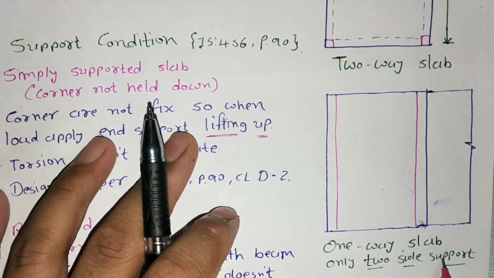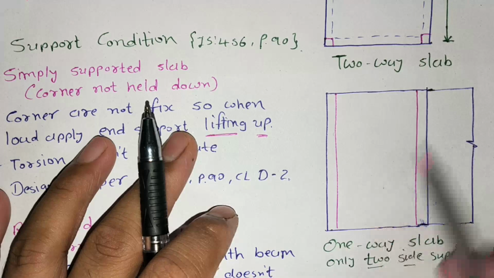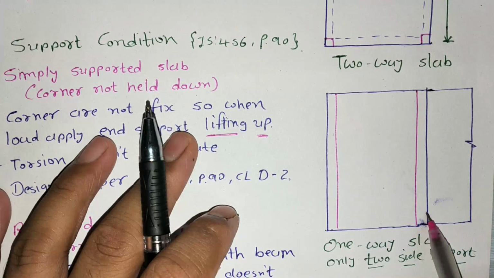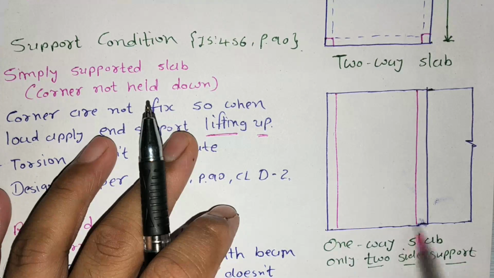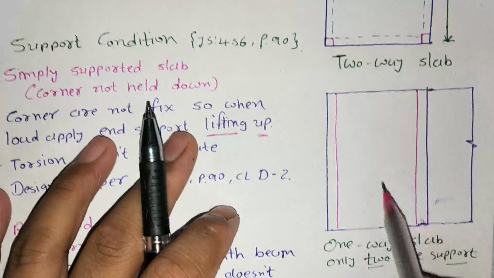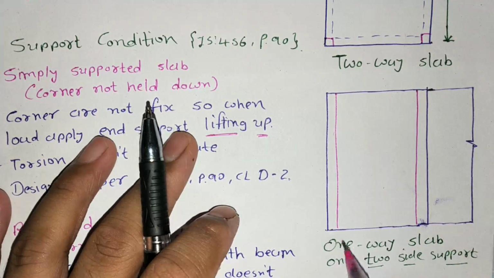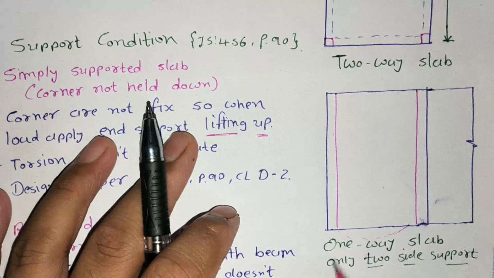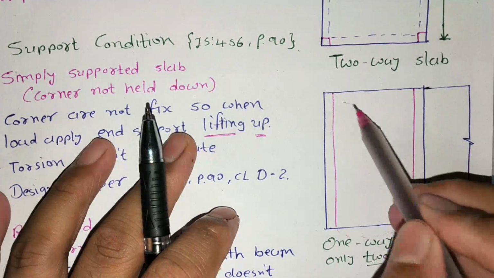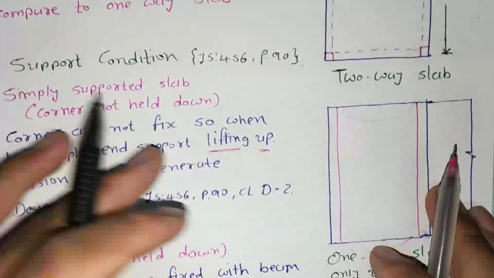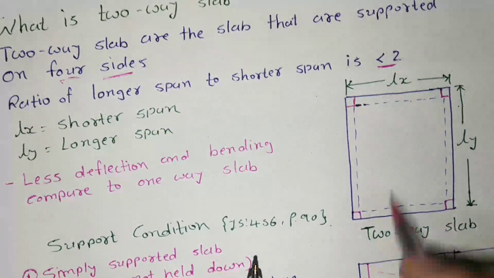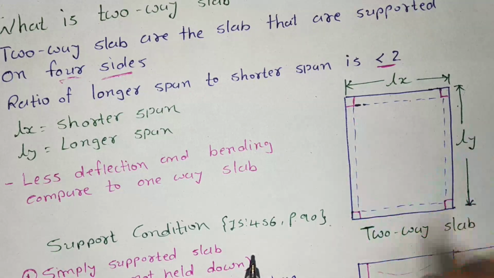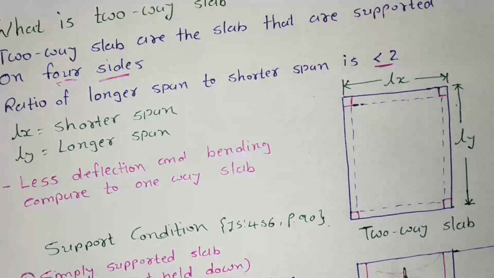A one-way slab is supported on only two sides, as compared to a two-way slab. So a one-way slab, with two supports, will bend like this from both sides. But in the case of a two-way slab, it should not bend because support is provided on all sides.